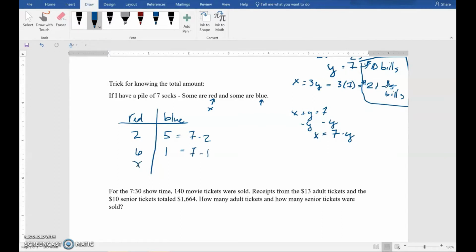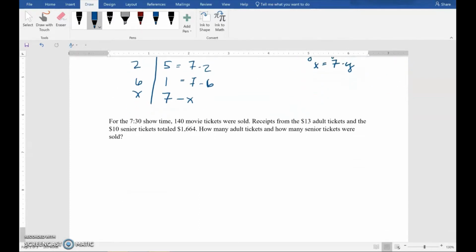And so if I don't know how many red socks there are, we're going to do the same calculation. But instead of plugging in an actual number here, we're just going to plug in that x. And so the expression that represents how many blue socks there are would be 7 minus x. And this works anytime you have a combination of two different things. So maybe you have a combination of pennies and nickels, and you know that there are 7 coins in your hand. Then you can use this same trick in order to be able to represent how many coins you have.